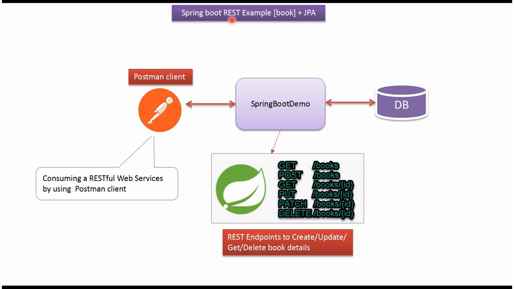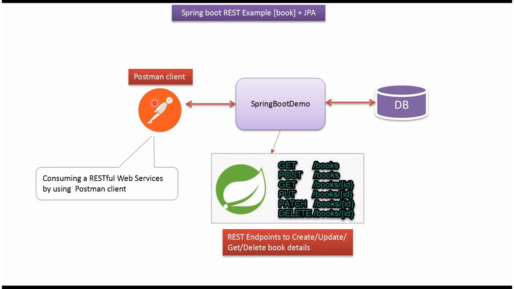In this video tutorial I will explain a Spring Boot REST example with Java Persistence API. Here you can see the database. In this example, we will use a MySQL database. Here you can see the Spring Boot demo application, which is a microservice application, and it exposes REST endpoints to create, update, get, and delete book details.